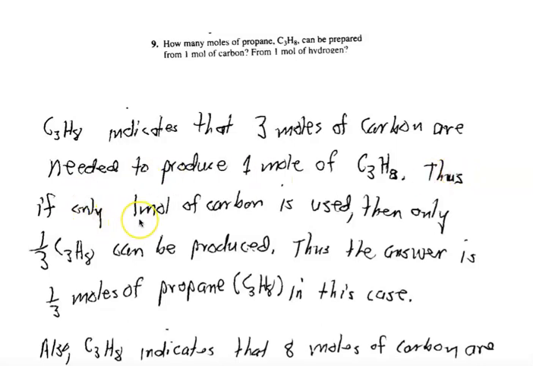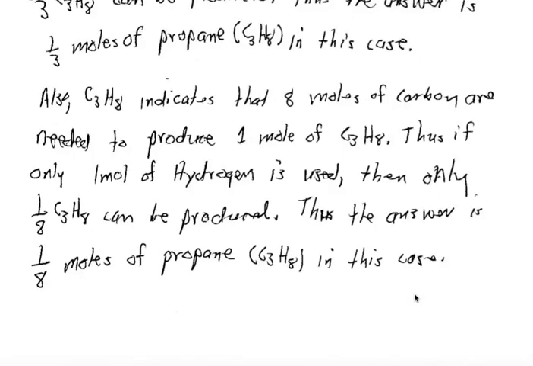Therefore, if only 1 mole of carbon is used, then only 1/3 of C3H8 can be produced. We don't have enough carbon to yield 1 complete mole of C3H8. Therefore, the answer is 1/3 mole of propane, C3H8, in this case. Okay, let me go to the next one.